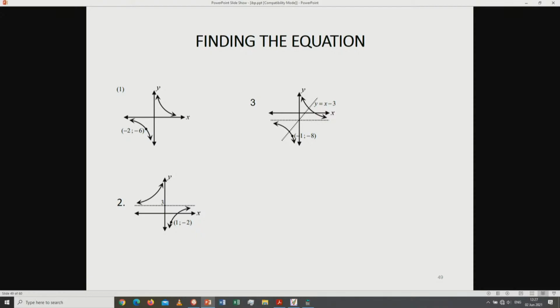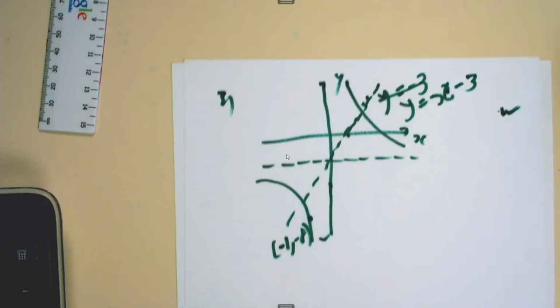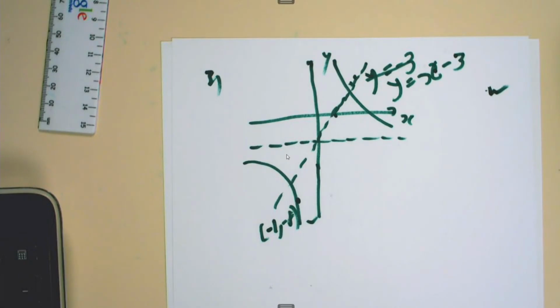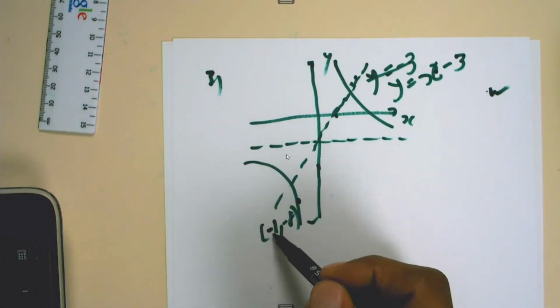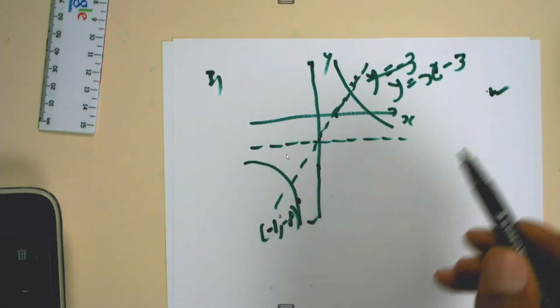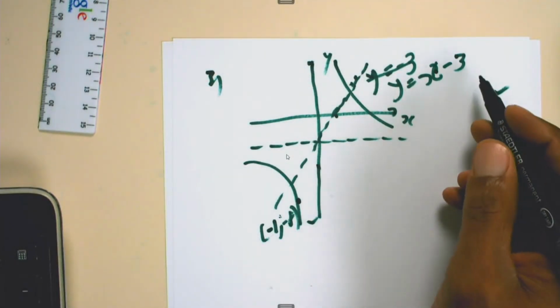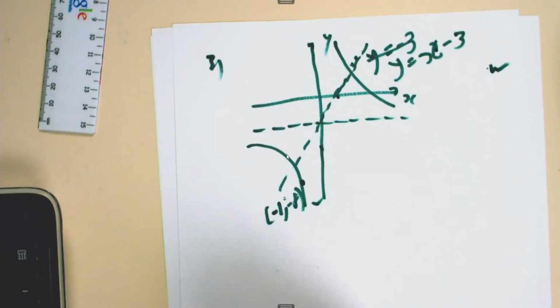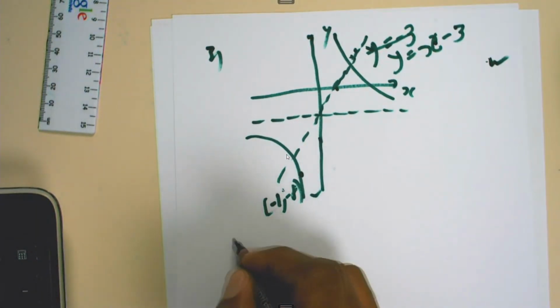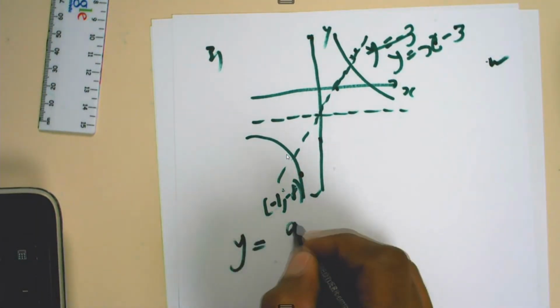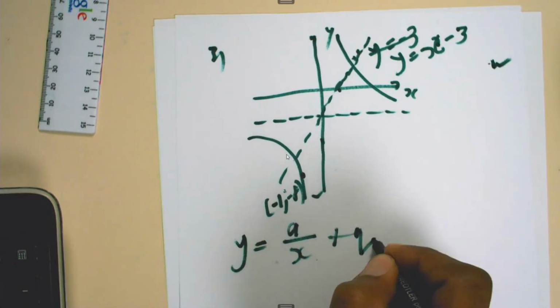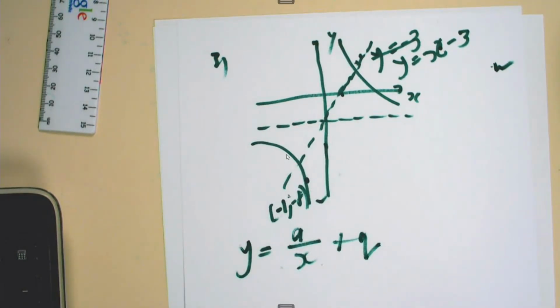Right. Let's see what it is that you have. This is a graph that we're determining the equation for. We are given the point (1, -8), and then we also have the axis of symmetry, y = x - 3. Then what do we do here? We are going to remember that we have y = a divided by x plus q, right? That is the first thing that you're going to do.